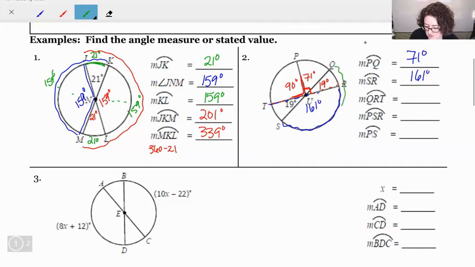But then QRT, so now I'm into the major arcs. So QR all the way around to T. I went past the halfway point plus an extra 19. So 180 plus 19 would give me 199.